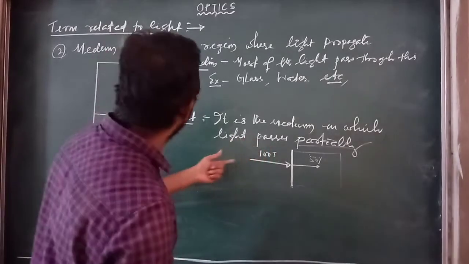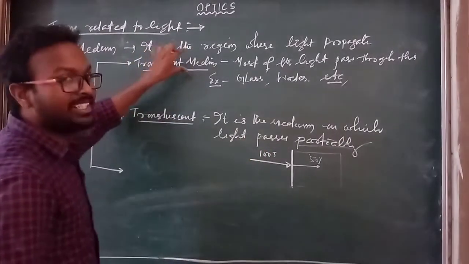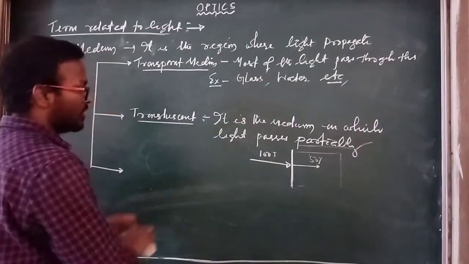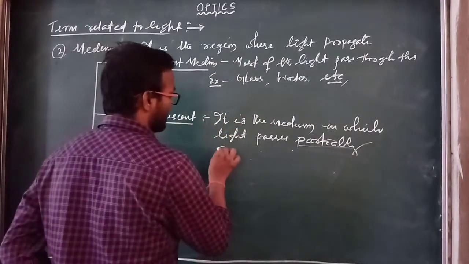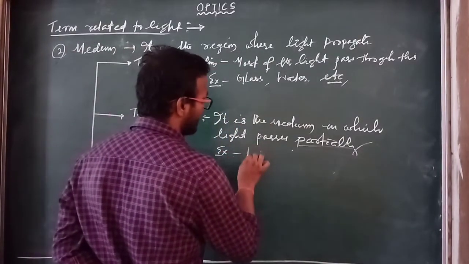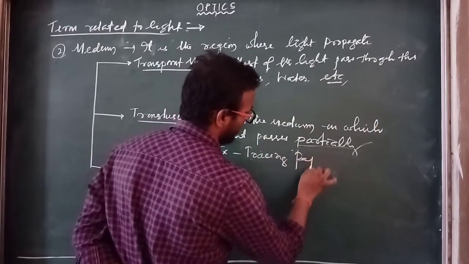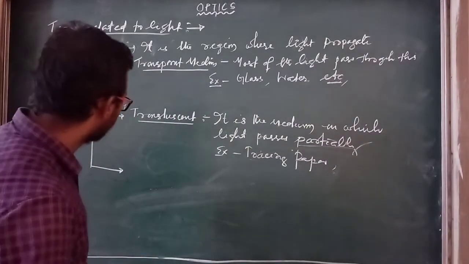So transparent medium is better than translucent medium for propagation of light waves or rays of light. The example of translucent medium is tracing paper. Tracing paper is one example of a translucent medium.